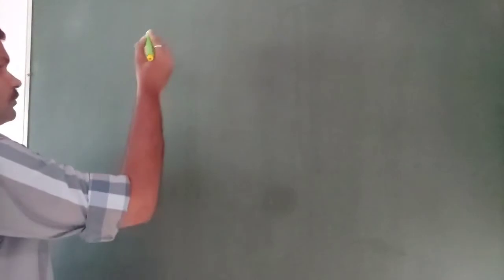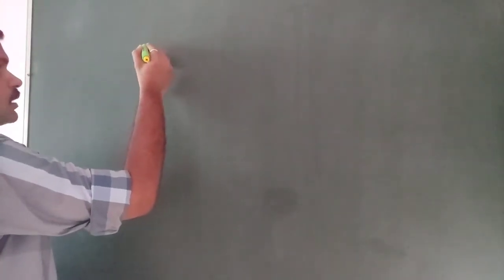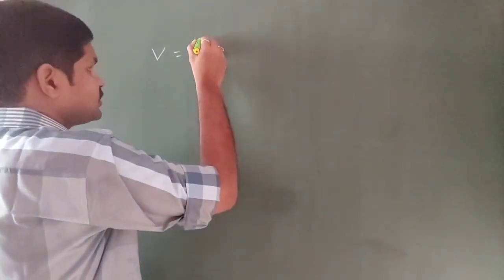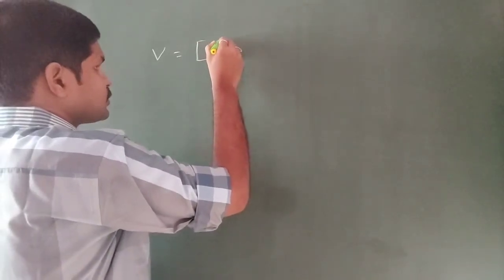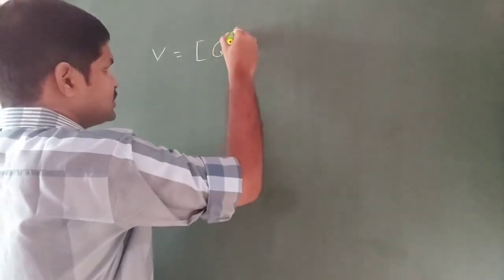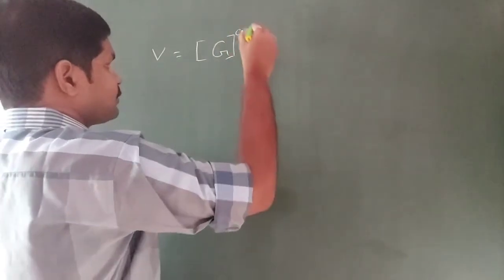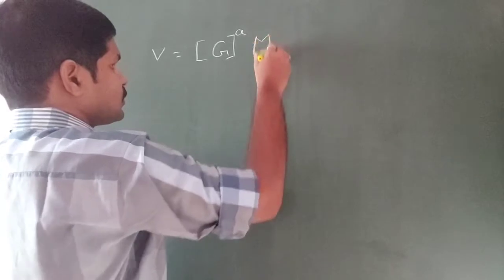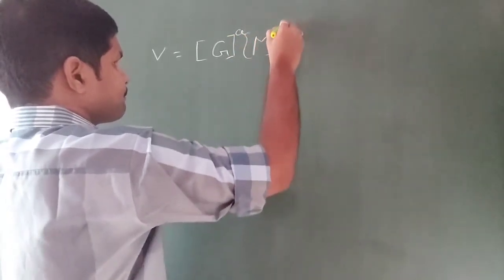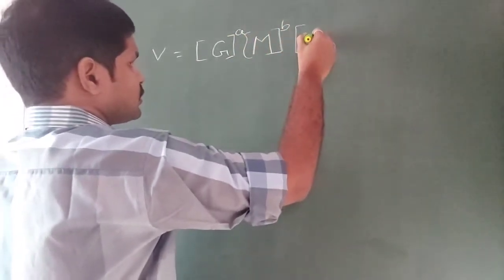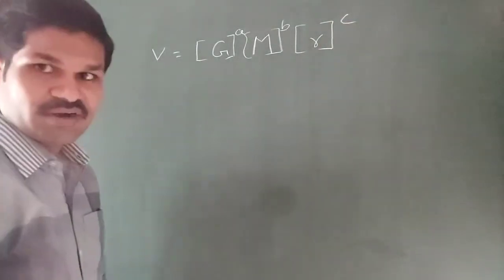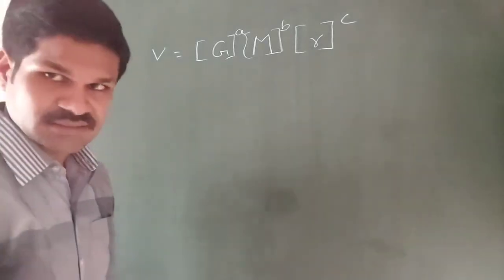So here the formula for velocity was given in terms of the universal gravitational constant G raised to the power A, mass raised to the power B, and the radius raised to the power C. So I just want to find the values of A, B, C in this case.